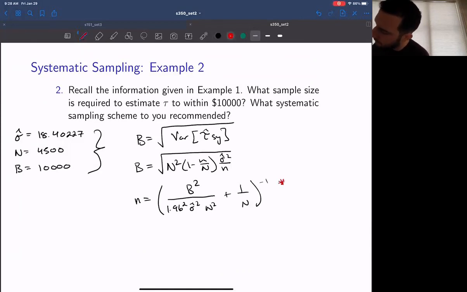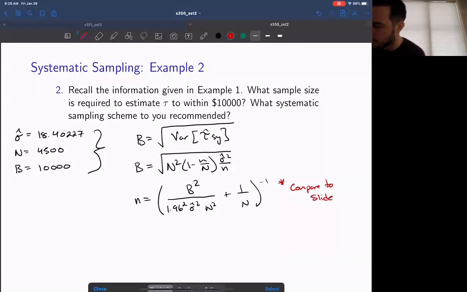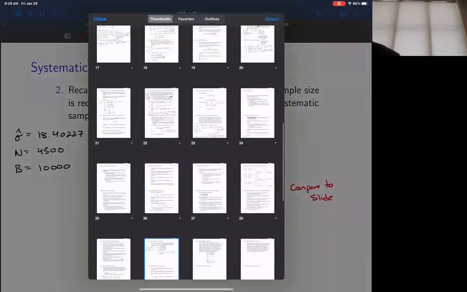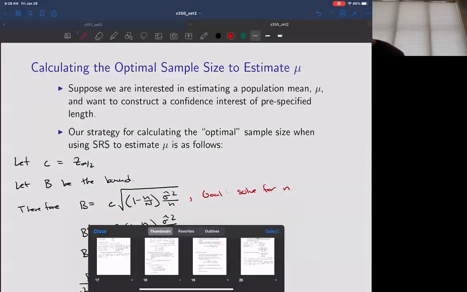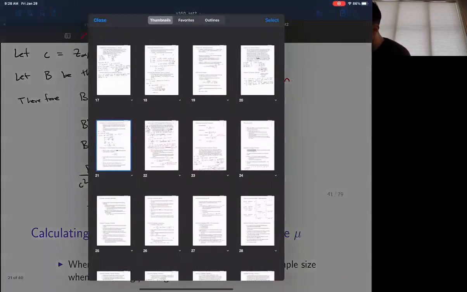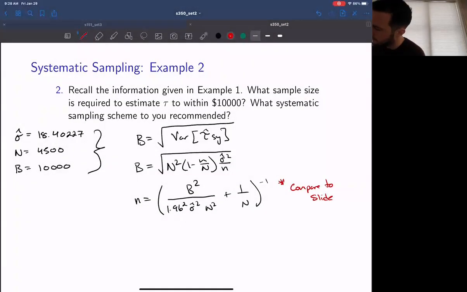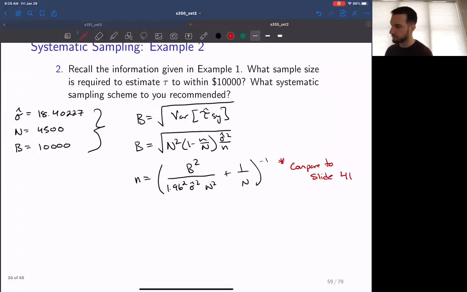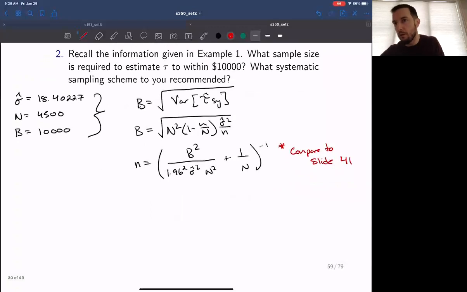Okay, and then I'll just make a note here. You're going to compare this to the slide, and then we would be comparing this to slide 41. You'll notice that the only difference here is how the n squared factor is being used. As a reminder, we can ignore the 1 over n factor when n is very large.